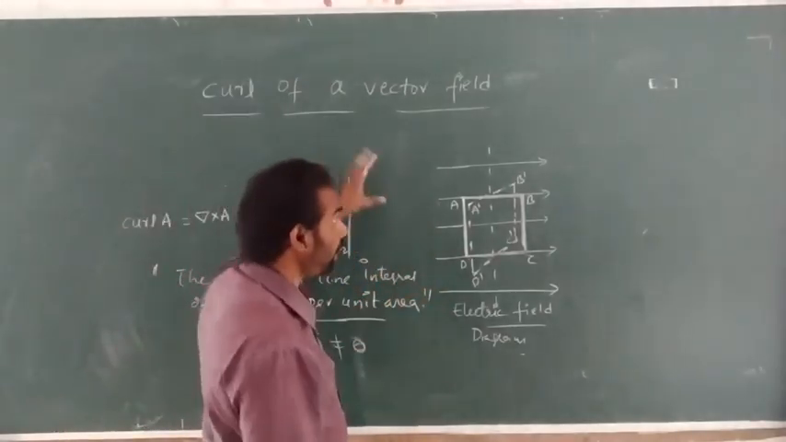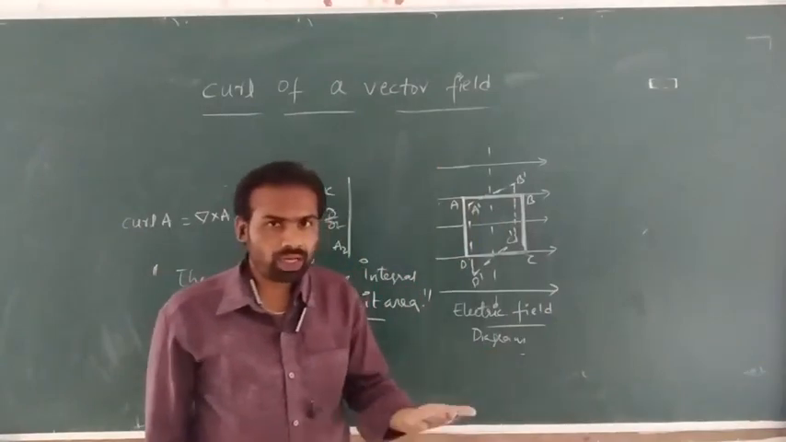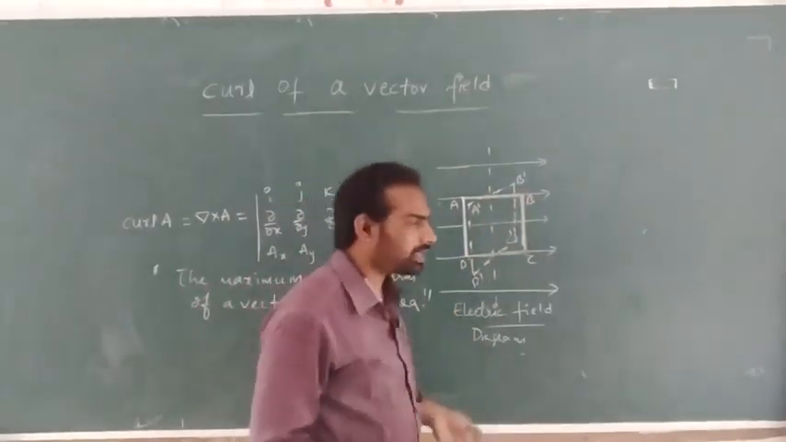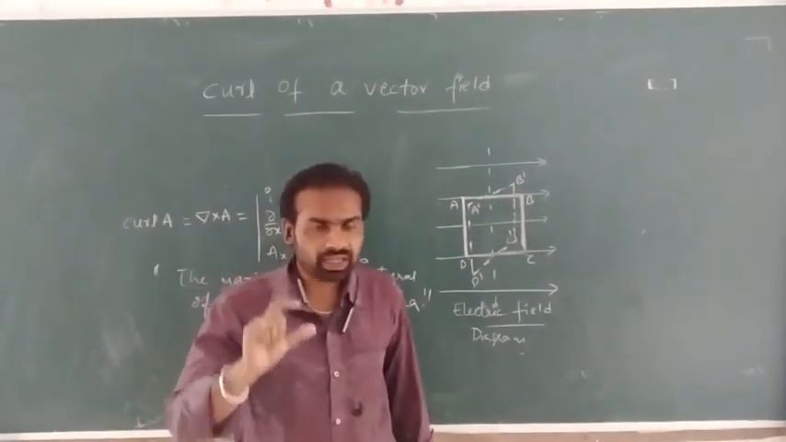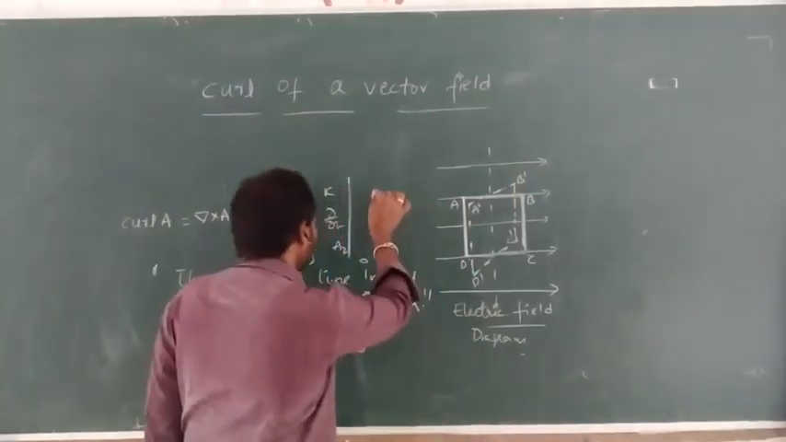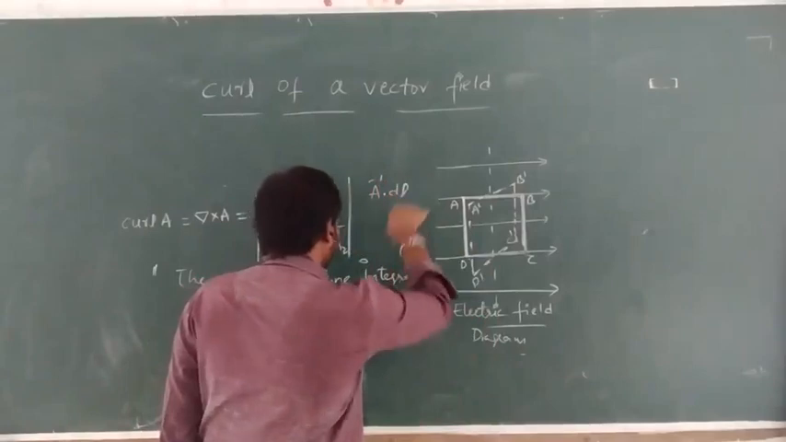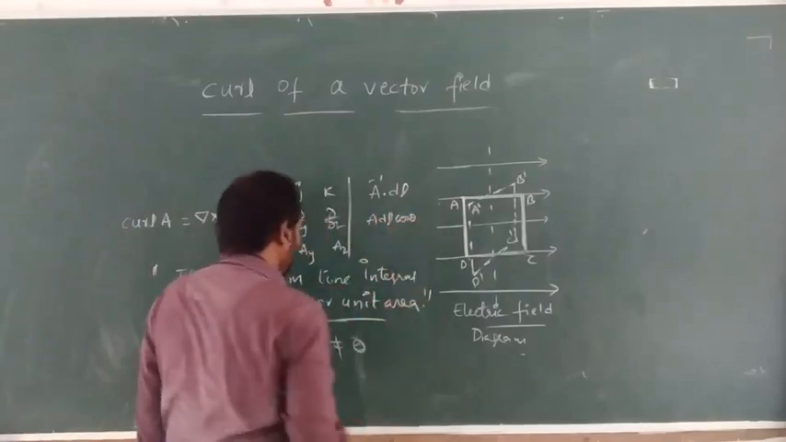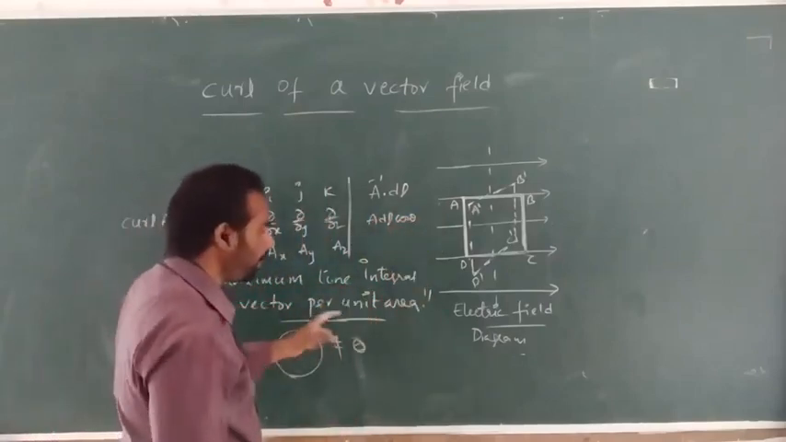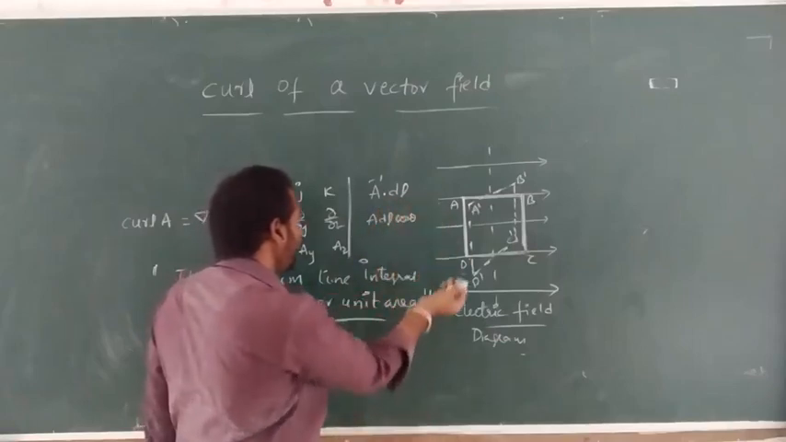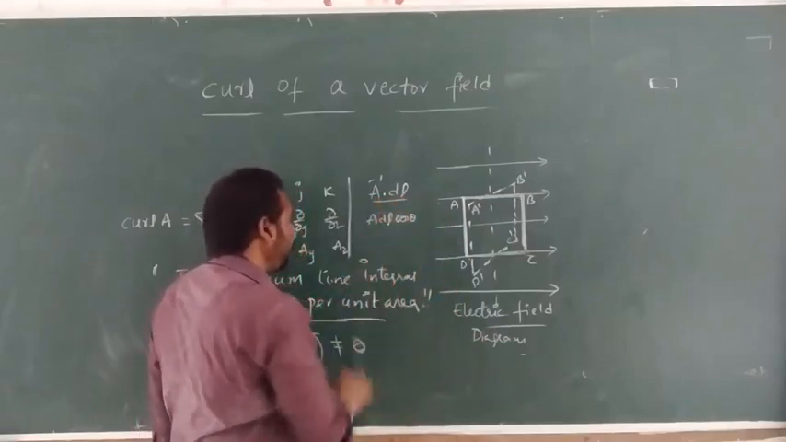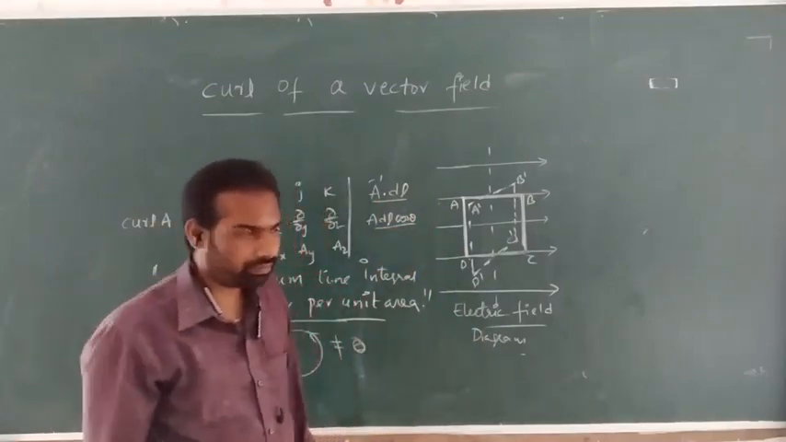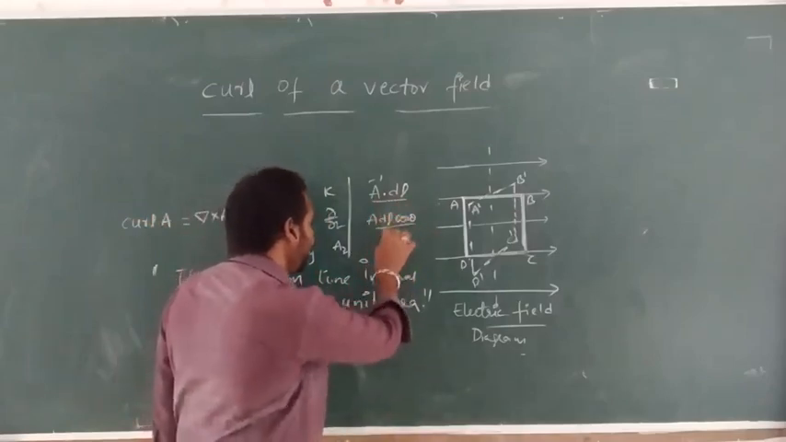Here, to explain the curl of a vector field, we took what? Two surfaces, A, B, C, D and A dash, B dash, C dash, D dash. In the last class I already explained the flux of line integral. What is a line integral? It is simply a vector times the length, A dot dl, or A dl cos theta. We are saying maximum line integral of a vector per unit area. For the entire curve, it is the integration of A dot dl. For a small element dl, it is A dl cos theta.